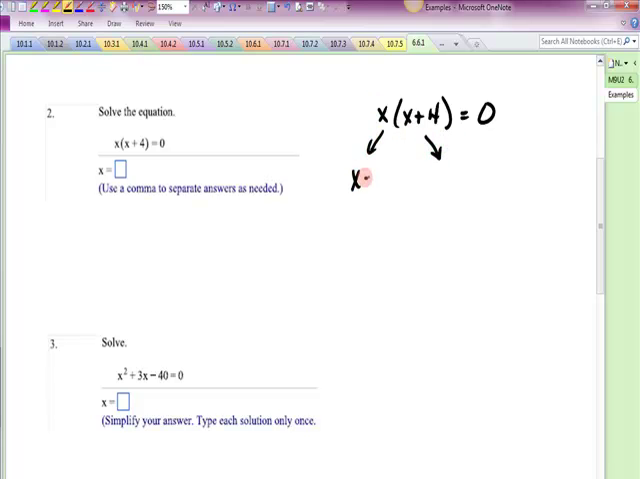I have x equals 0 or x plus 4 equals 0. There's one of my answers. The other one would be negative 4. So my two answers are 0 and negative 4.